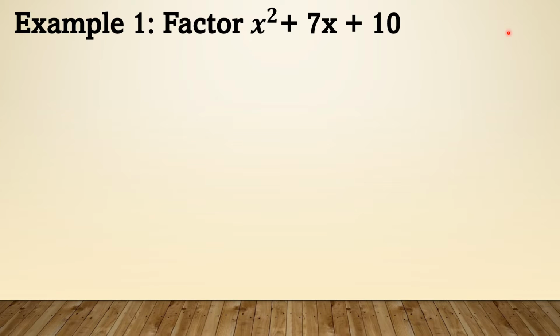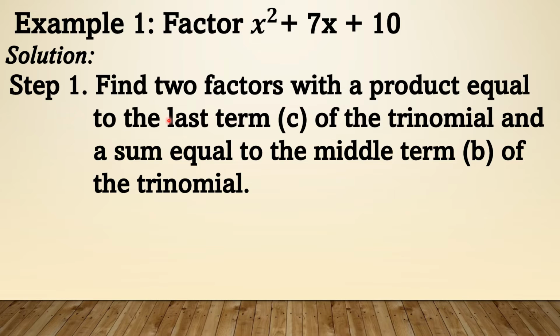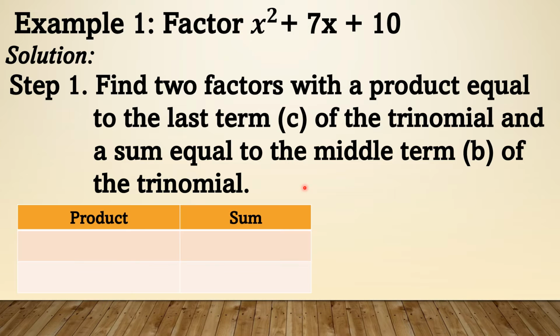Okay, let us have the first example. Factor x squared plus 7x plus 10. Here, you are going to find two factors with a product equal to 10, the last term, and the sum equal to the middle term, which is 7. So to easily find the factors, we are going to use a table.